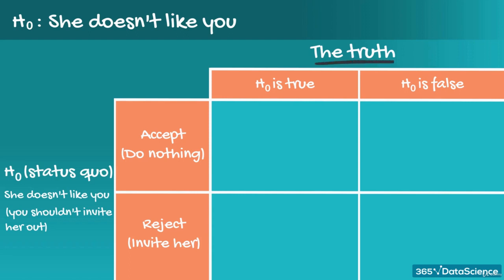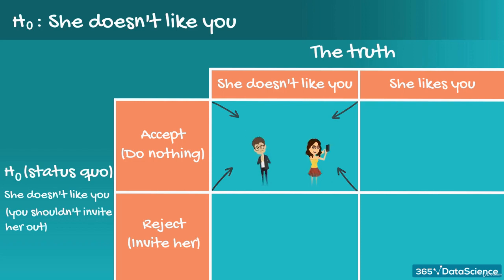Okay, great. So far, so good. Now, the truth itself can be one of 2 options. H0 is true or H0 is false. So, she doesn't like you back or she does like you back, right? Okay. What happens if you accept the null when it is true? You do nothing. In reality, the girl doesn't like you back. You save yourself the embarrassment and it's all good.